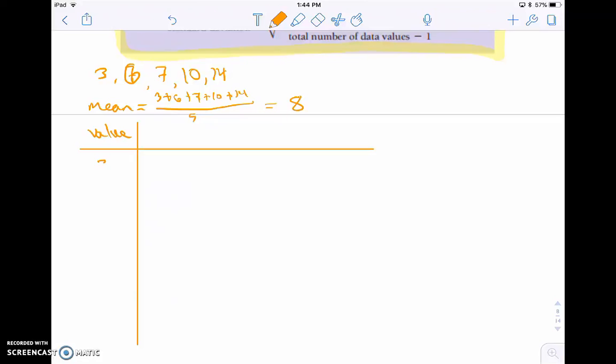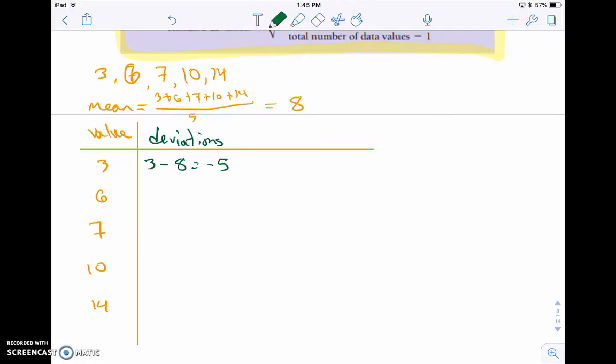So our values are 3, 6, 7, 10, and 14. The first thing we're going to do is look at the individual, what we call deviations. And the deviation is how far we are from the mean. So you take your value, subtract the mean. So -5.